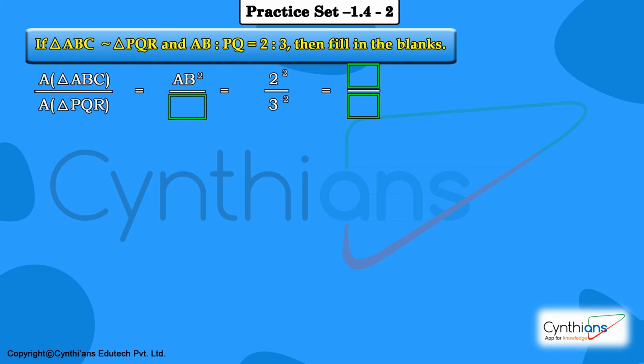So let us understand the activity. Area of triangle ABC upon area of triangle PQR is equal to AB square upon PQ square, which is equal to 2 square upon 3 square. This is given to us in the question. Is equal to, tell me students, what is 2 ka square? 4. What is 3 ka square? 9. That's it. This is a sum for 1 mark.